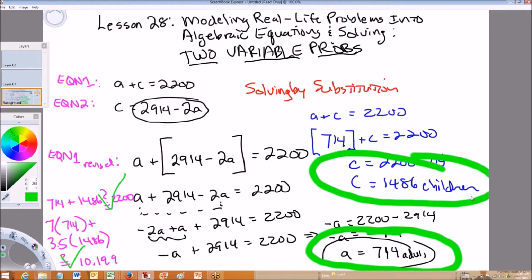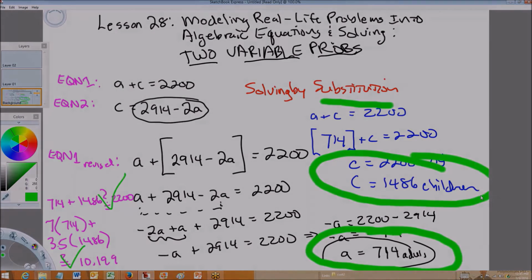And that, again, is solving by substitution, which implies there's other ways to solve for these. And indeed there are. The other two ways are solving by graphing the two equations, where they intersect is your answer, and also solving by using systems of equations. And I will address both of those in the next two lessons.